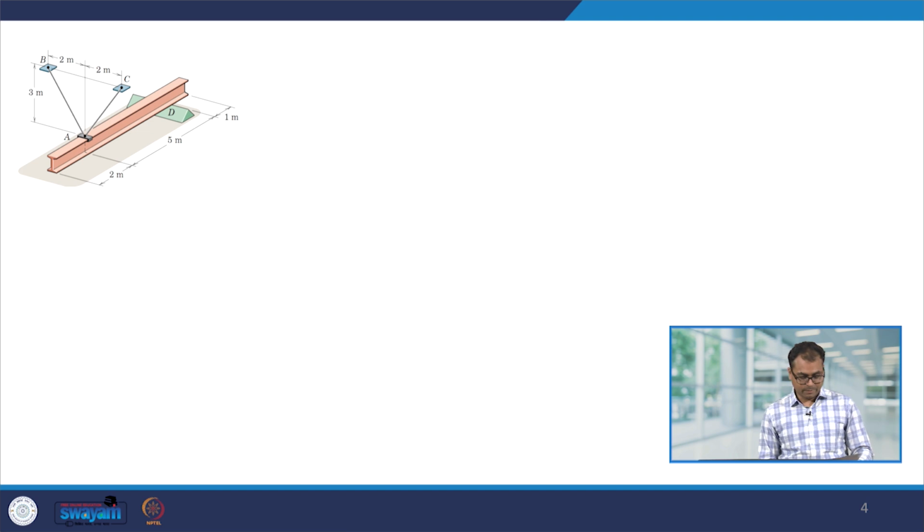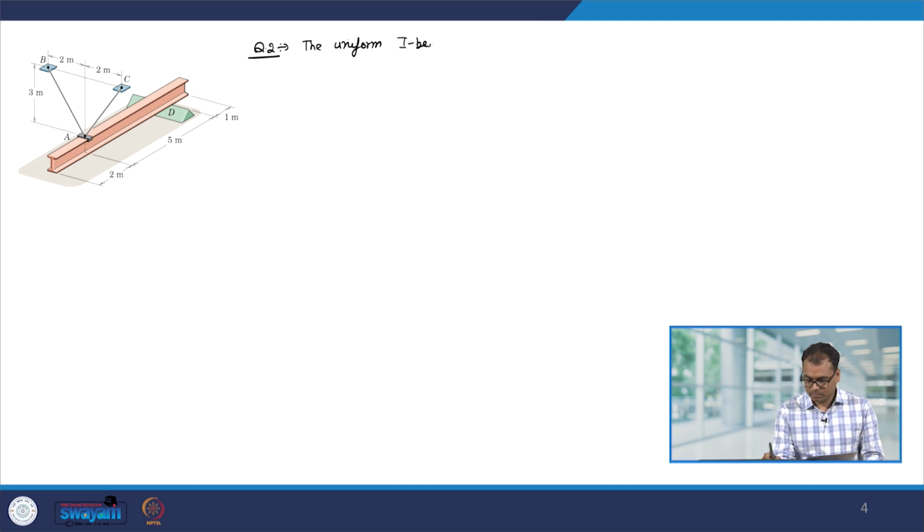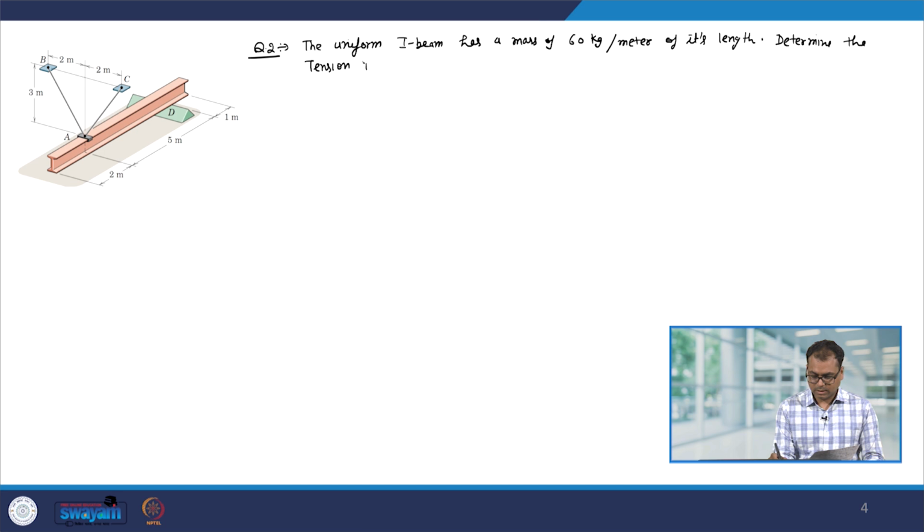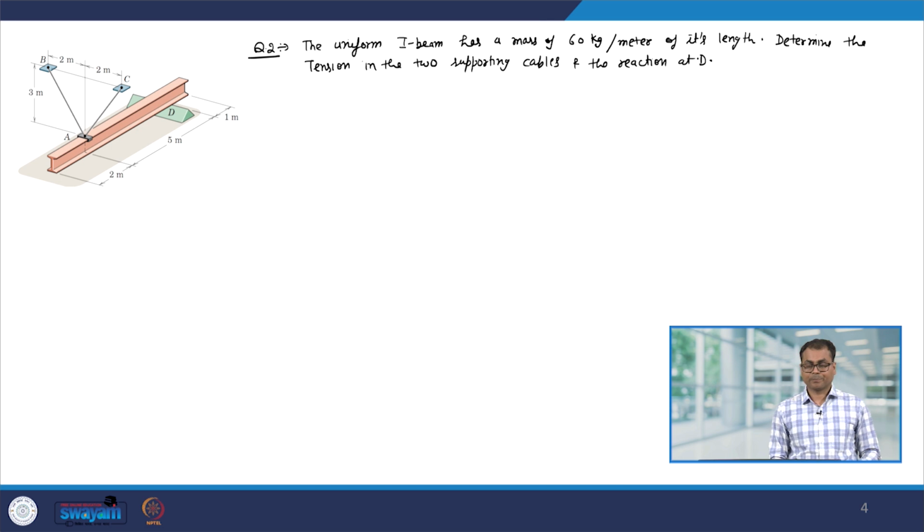The problem statement is again the following. Number 2: the uniform I-beam has a mass of 60 kg per meter of its length, and you are asked to determine the tension in the two supporting cables and the reaction at D. First, let us make the free body diagram of this problem.